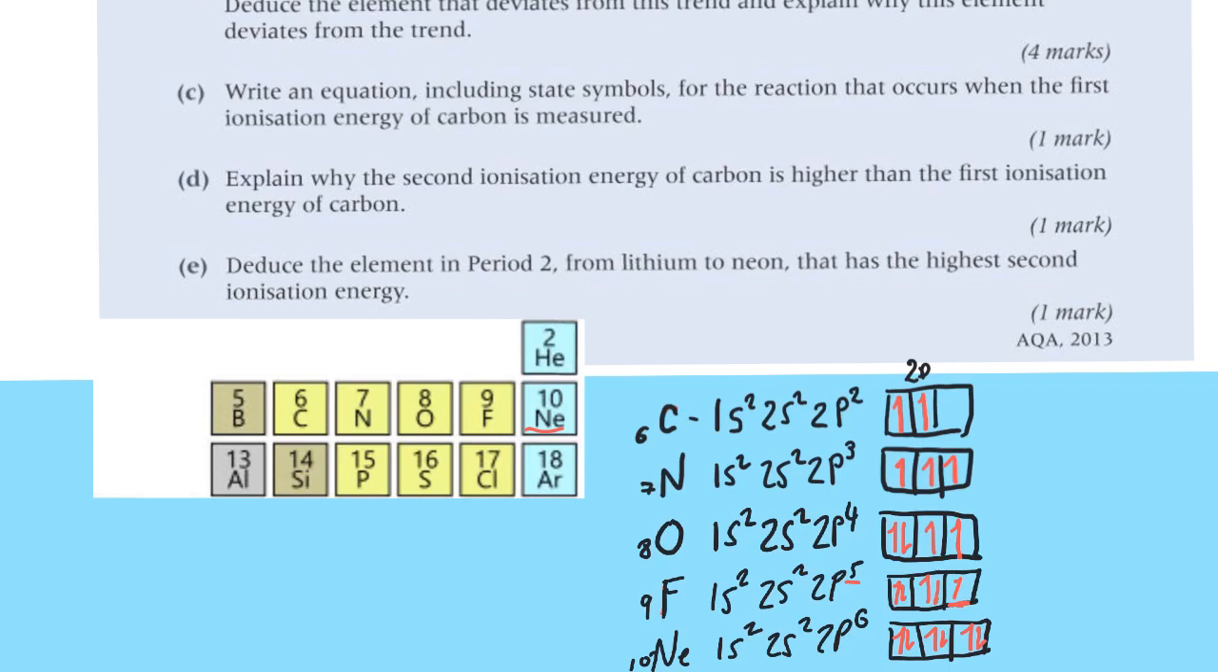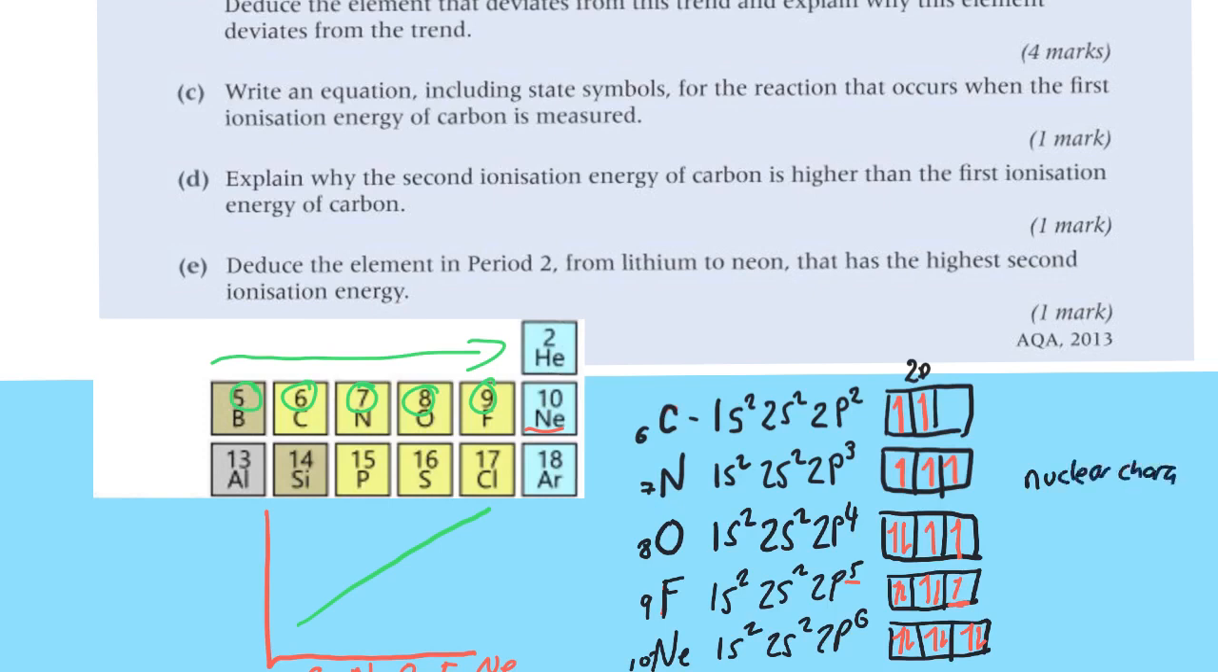So let's now look at the trend in ionization energies. Obviously, as we're going across this period, the number of protons is increasing, so the nucleus is getting increasingly more attractive. And therefore, if we go from carbon, nitrogen, oxygen, fluorine and neon, we're going to get a general increase in the ionization energies because of an increase in nuclear charge.